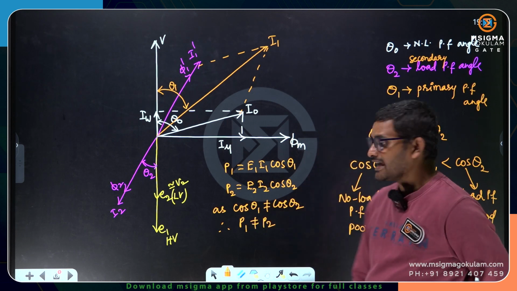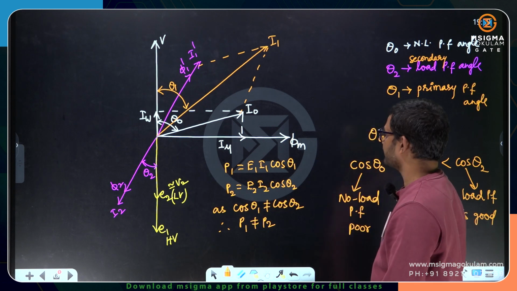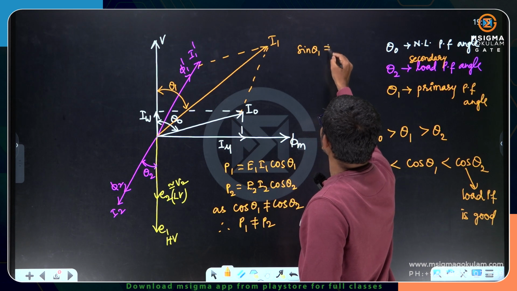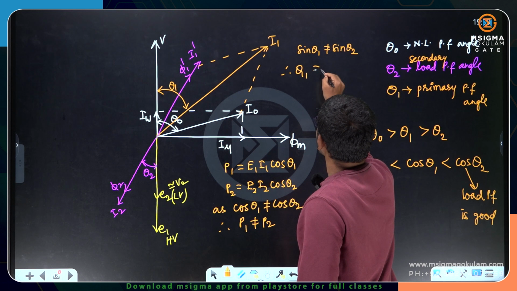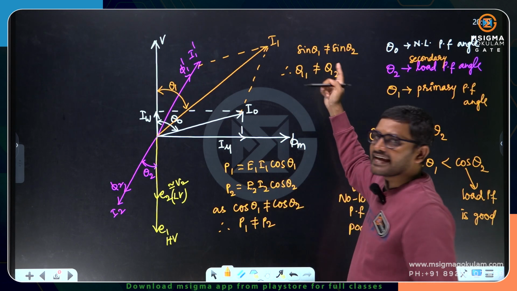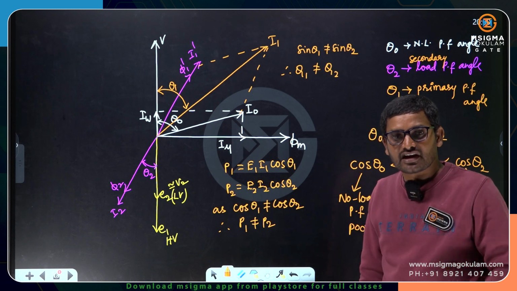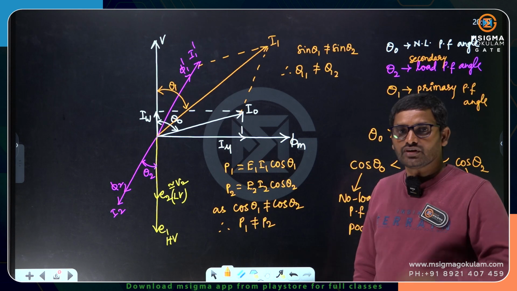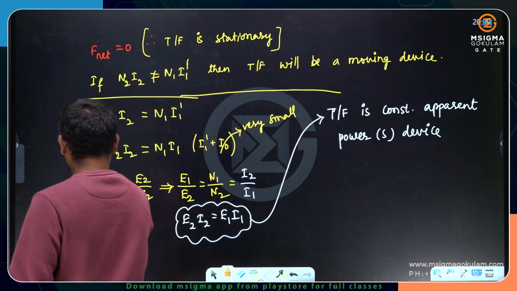Similarly, if the cos thetas are not equal, sin theta is also not equal. So sin theta 1 is not equal to sin theta 2. Therefore Q1 is not equal to Q2. E1 I1 sin theta 1 and E2 I2 sin theta 2 are not equal. Reactive powers are not the same on primary and secondary. Active powers are not the same on primary and secondary. You know why? You see the transformer diagram.